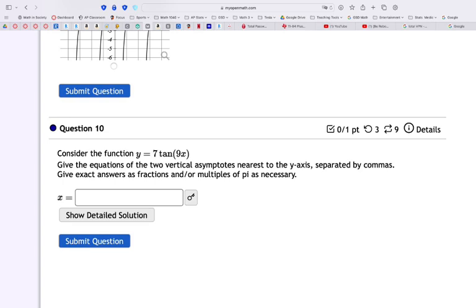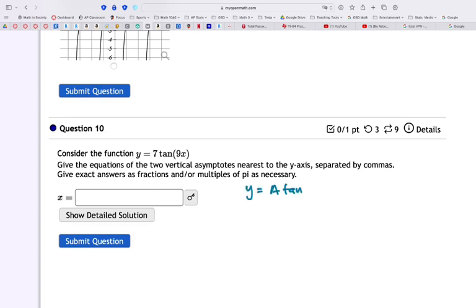Okay, so last question, question 10. Consider the graph y equals 7 tangent 9x. Give the equations of the two vertical asymptotes. Now we talked about the tangent graph in the previous question, and we said that there are two vertical asymptotes, one to the left and one to the right, and then it keeps repeating like that. So there's a way to calculate the vertical asymptotes nearest to the y-axis. They're looking for the two closest vertical asymptotes in the middle, separated by commas, with exact answers as fractions or multiples of pi as necessary.